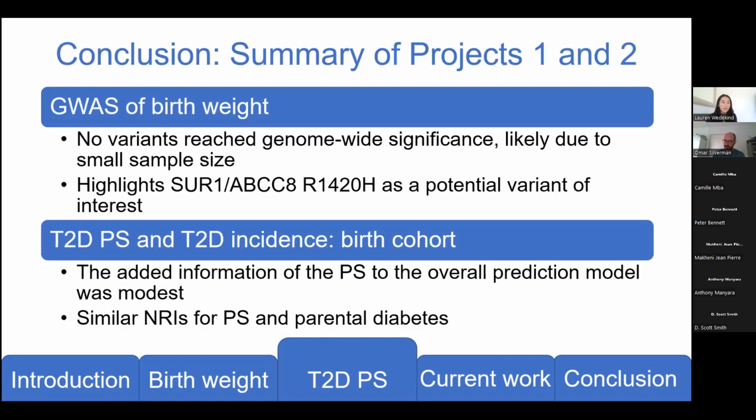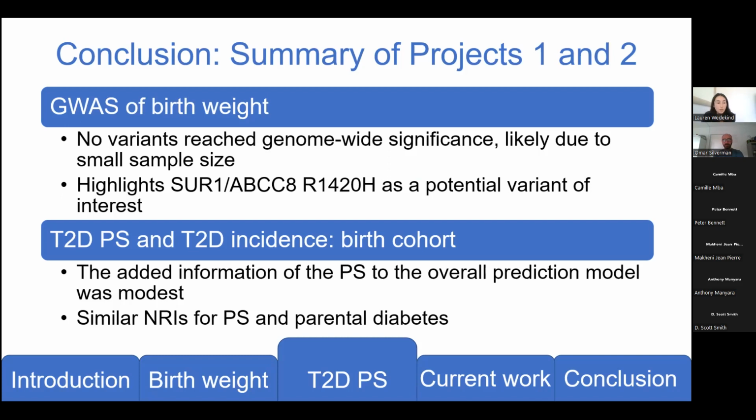But just to summarize everything, project 1 was about identifying genetic variants that were associated with birth weight, and no variants reached genome-wide significance. That was probably due a lot to small sample size. This also highlights the SIR1 ABCC8 variant as a potential variant of interest that might merit future study. But it's hard to conclude anything because there are no genome-wide significant variants from this relatively small study.